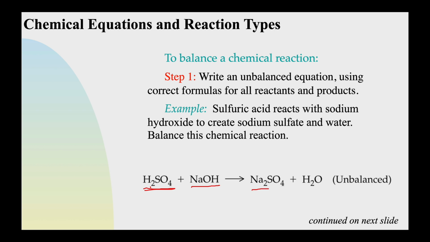Sodium sulfate is on the product side. That's Na2SO4. Sulfate is -2 and sodium is +1, so you need two positive ones to balance the sulfate. Plus water, H2O. This is the unbalanced chemical reaction, and we'll balance it in the next step. But the important thing here is that once you have these names down, you don't want to turn H2SO4 into something like H2SO5 or H2SO3. Keep those subscripts as they are. Don't change them, all right? We'll change the big numbers, the stoichiometric coefficients, but we won't change the internal numbers, and that's important.